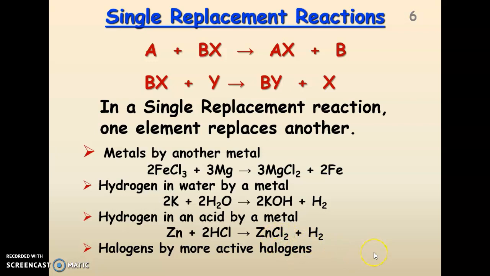All right, and then halogens can be replaced by other halogens if the replacing halogen is more active, which we'll learn about in the next lesson. But here's an example of that. Fluorine is the most reactive halogen, and it will kick out the chloride. Remember, this is a nonmetal, so it'll replace a nonmetal or a negatively charged atom or element in the compound. So the fluorine kicks out that chlorine, and you end up with lithium fluoride and chlorine gas separate.